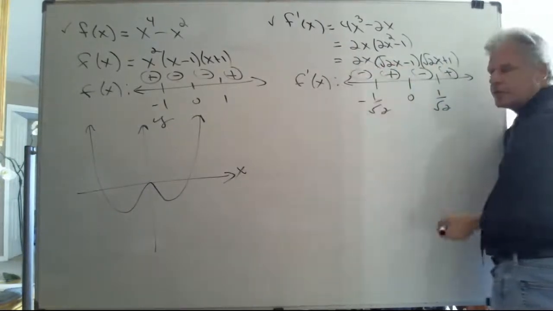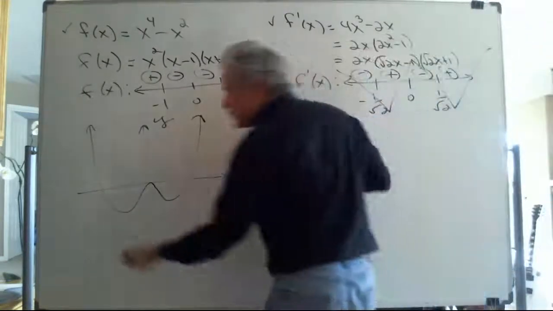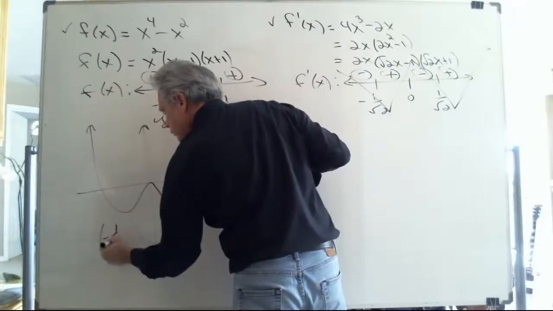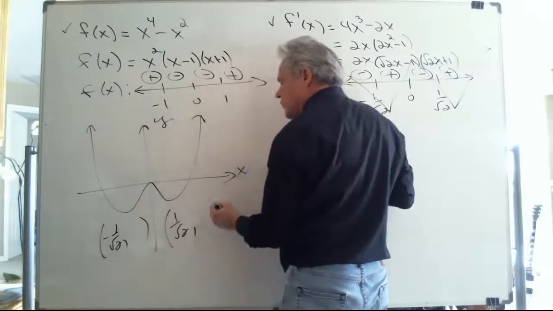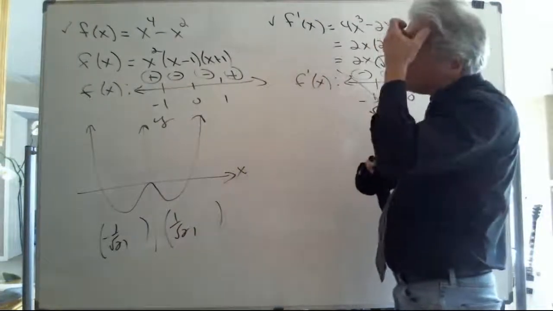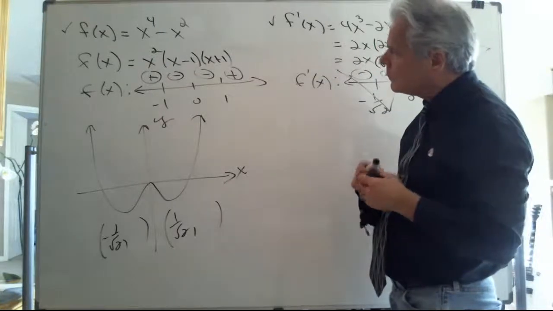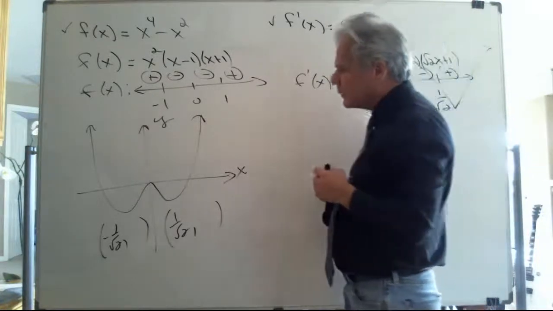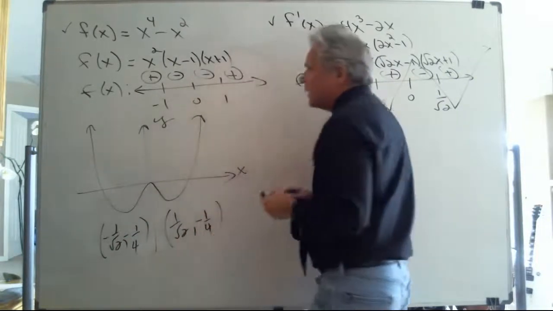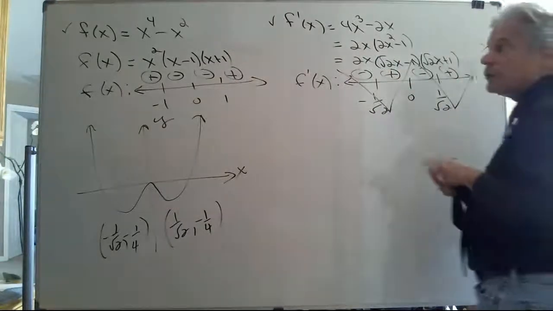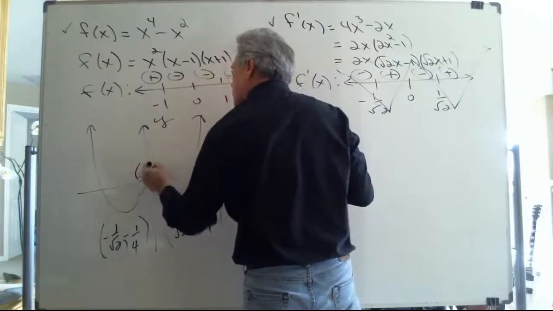That means the original function changed from decreasing to increasing to decreasing to increasing at about those 3 values of x. So at negative 1 over root 2, as well as at positive 1 over root 2, I do yield a local min. And the local min y value specifically is 1/4 minus 1/2, so negative 1/4. And I have a local max at x equals 0, and the corresponding y value is 0 as well.